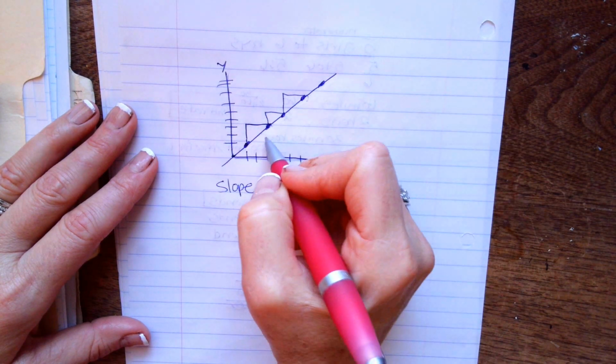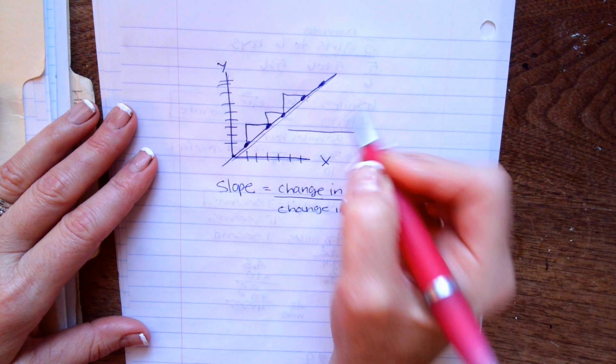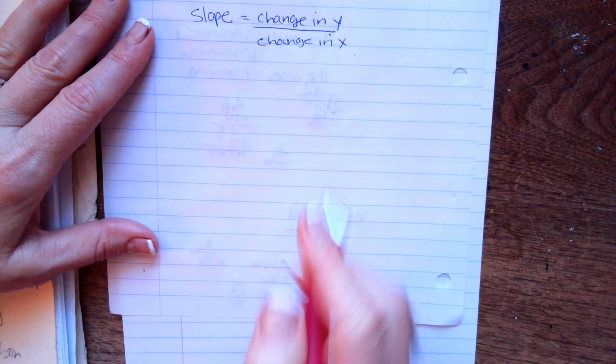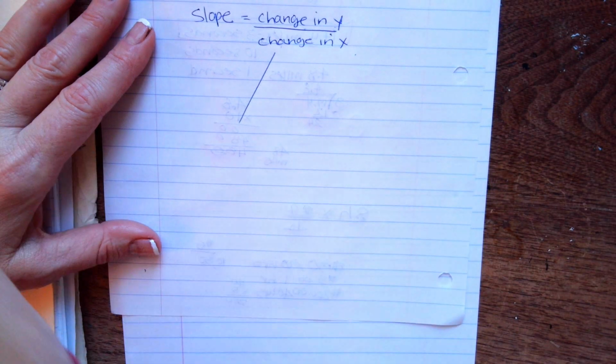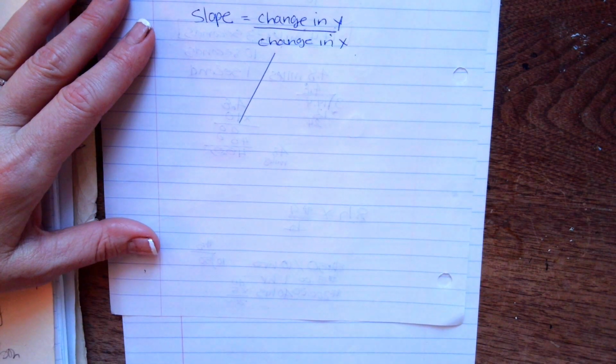It's how steep the line is. Is the slope like this? That would be a 0 slope. Is it like this? Or is it really slanted, like a very steep line like this? So that's what slope means. And there is an equation to figure that out.